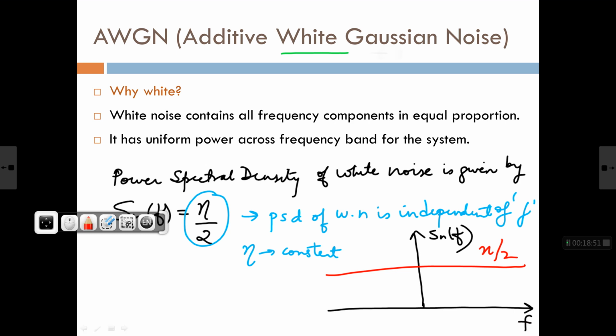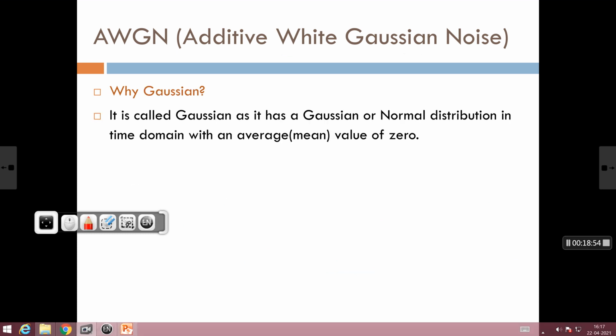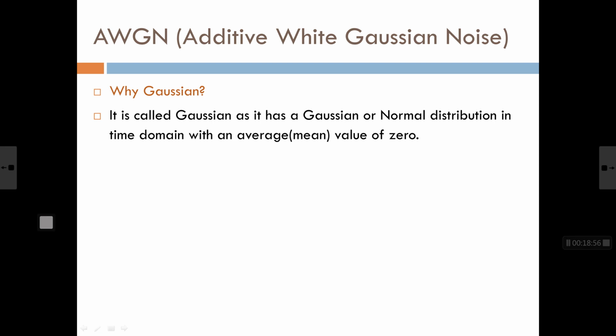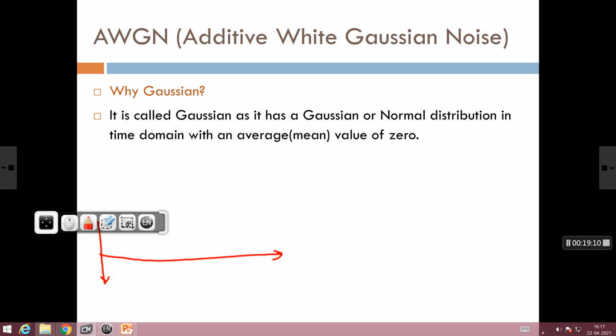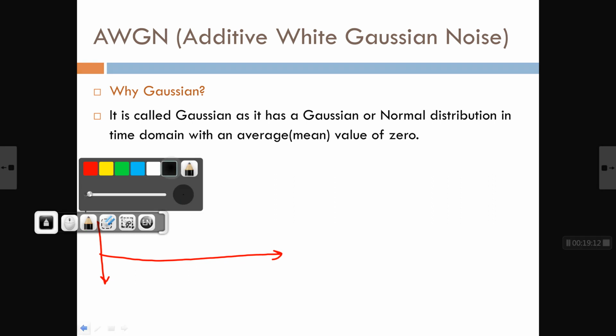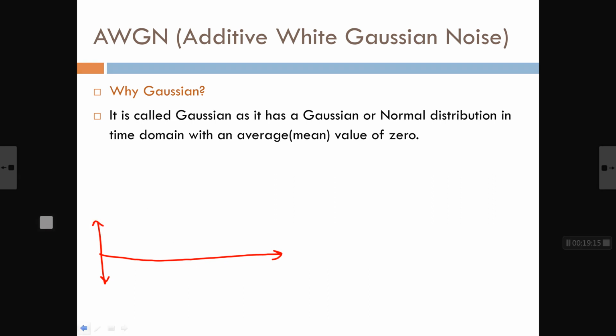Now we shall go to the next term, that is Gaussian. Why is it called Gaussian? It is called Gaussian noise because it has a Gaussian or normal distribution in the time domain with an average mean value of 0. So if I have to plot the voltage waveform of noise, this is noise with respect to time in the time domain. How is noise? It has a very random nature like this. You all would have seen this. I am just drawing some noise randomly.